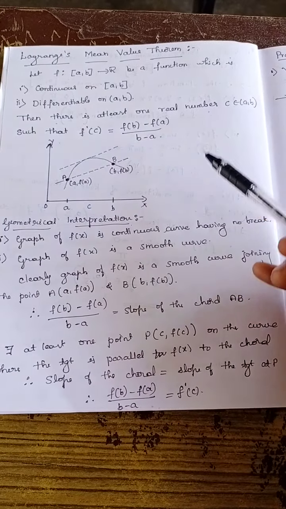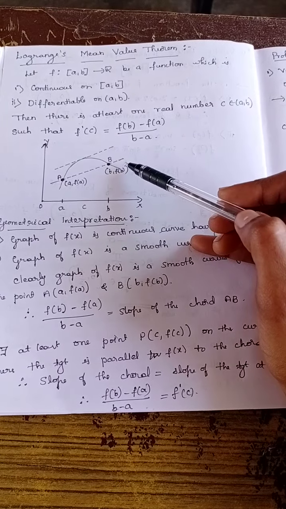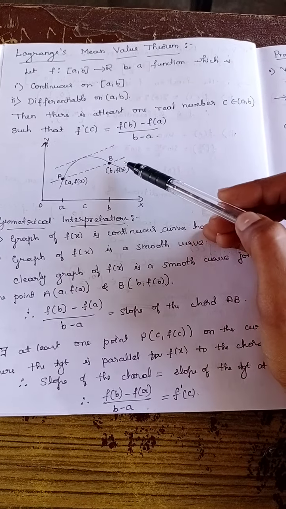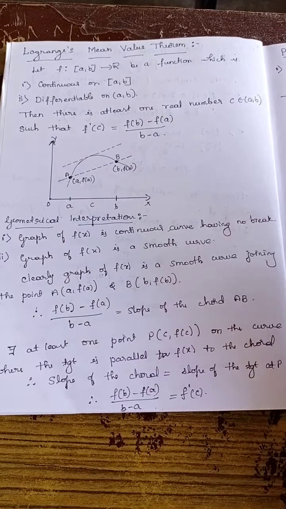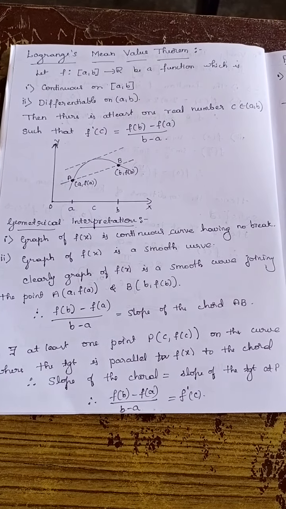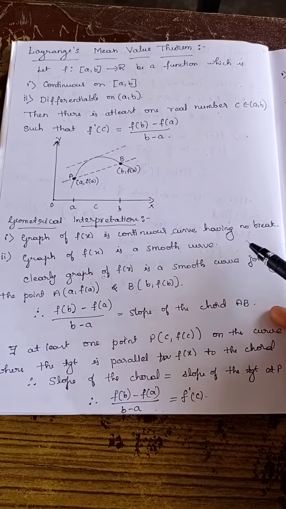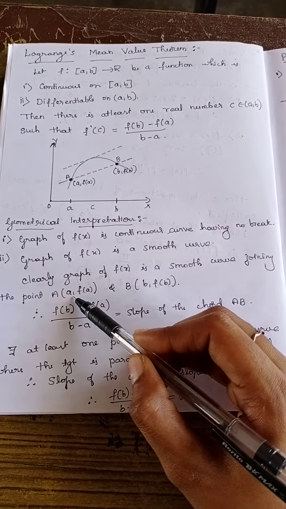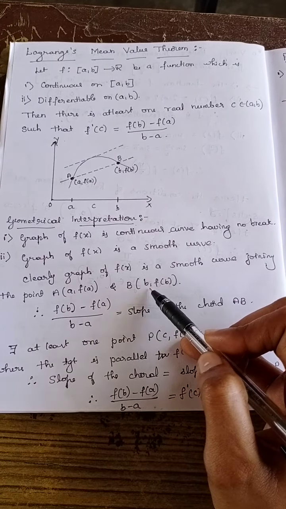The geometrical interpretation: clearly the curve has no break, which means it is continuous, and the graph is smooth, therefore it is also differentiable. Clearly f of x is a smooth graph, a smooth curve joining the points A, f of A and B, f of B.